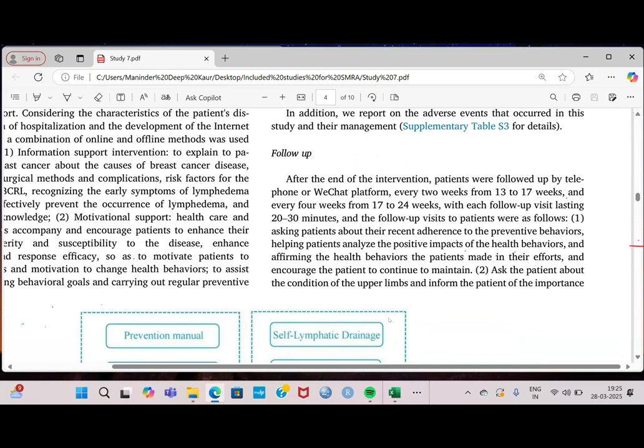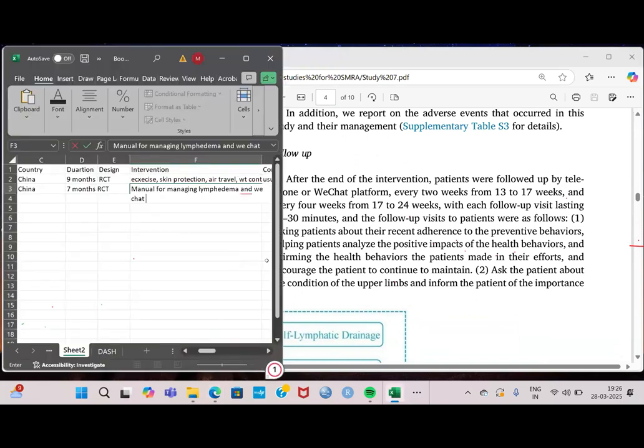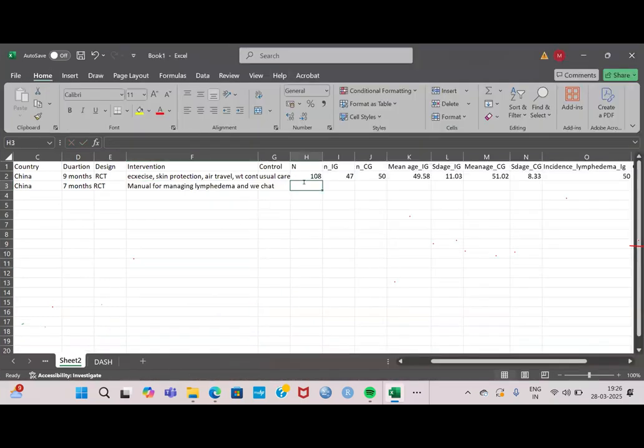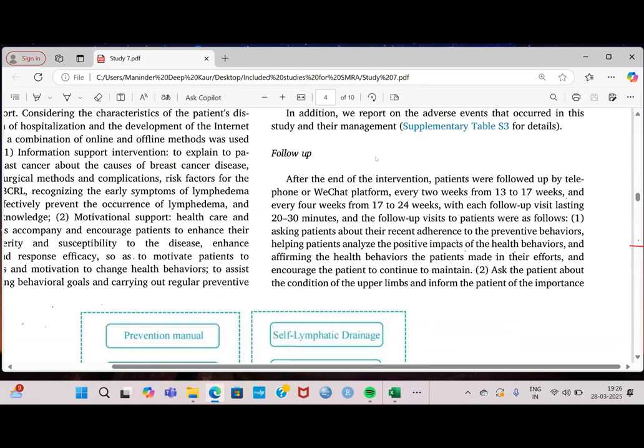Next is the number. See, follow up. How many times have they followed the patients? Technically they did it every 2 weeks from 13 to 17 and every 4 weeks from 17 to 25, and last, so they have taken the patient two times, at 13 to 17 weeks and after 17 to 24 weeks. My question is three after the 3 months of the intervention. So I will take this number, 17 to 24.